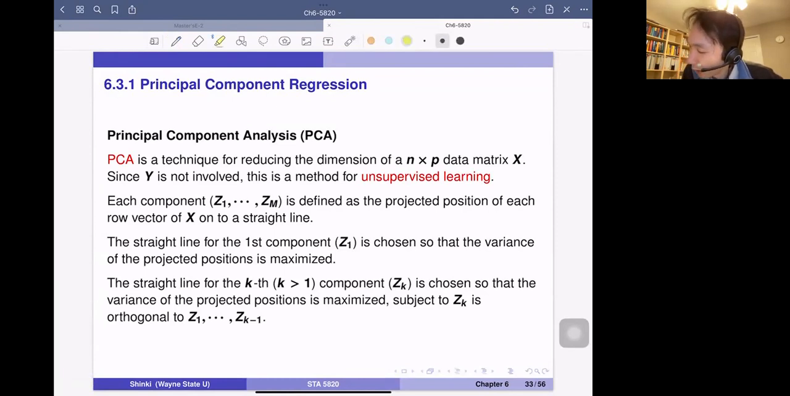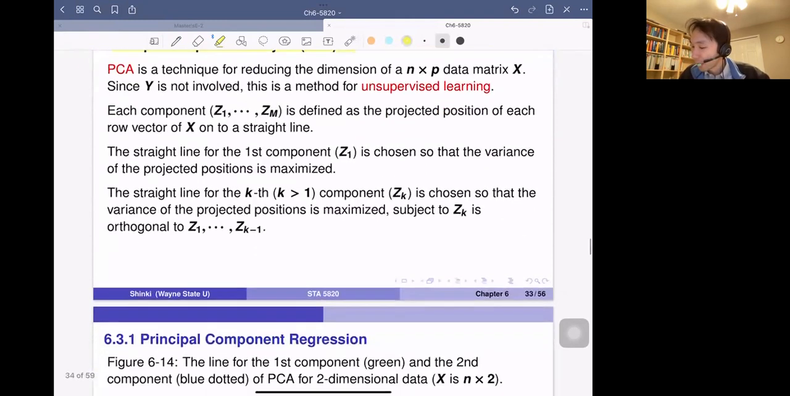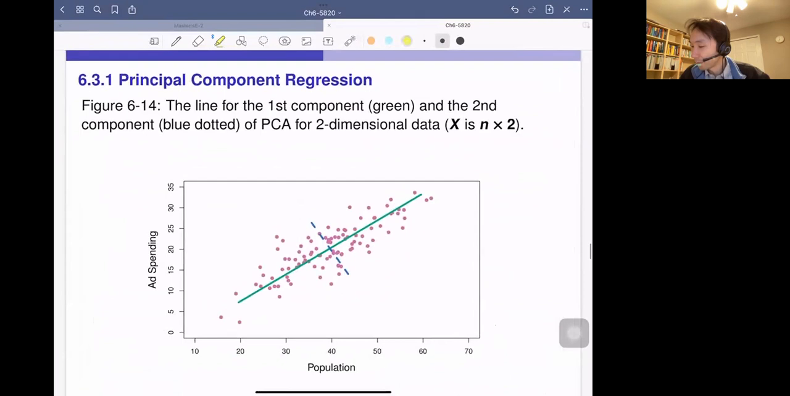One popular way is principal component analysis. Basically, we want to make Z1 include the most information, and Z2 include the most information except for Z1. Z3 includes the most information except for Z1 and Z2, and so on. So that is the idea. Maybe it's good to see the figure. Suppose that we only have 2 variables. In this case, p is equal to 2 and m is equal to 1. Then we have 2 variables, the population and advertisement spending.